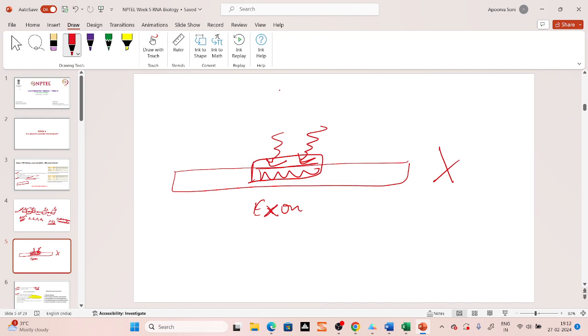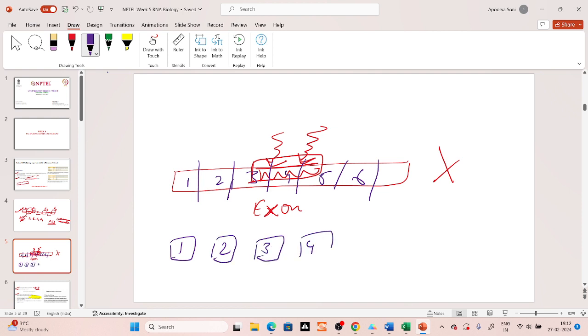Now, if you divide this gene into different parts, how will I divide it? I divide it into 1, 2, 3, 4, 5, 6. So I have divided this region into 6 parts. This is my part number 1, this is my part number 2, this is my part number 3, 4, 5, 6, and in between I have the intronic regions.